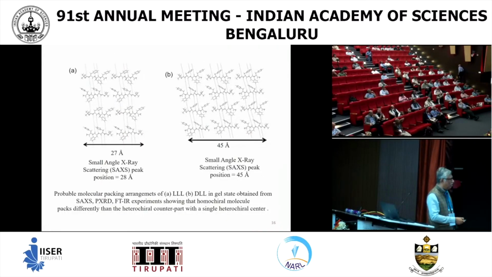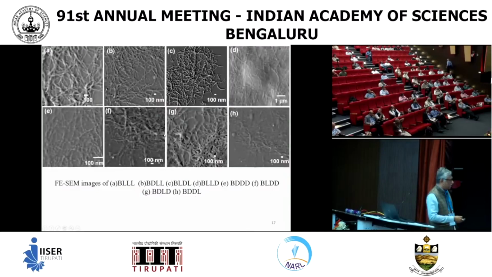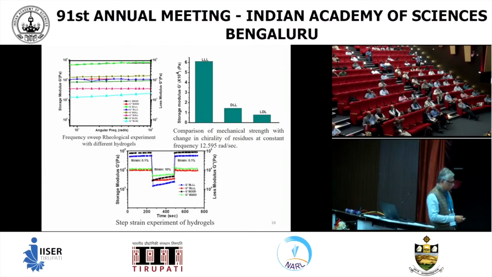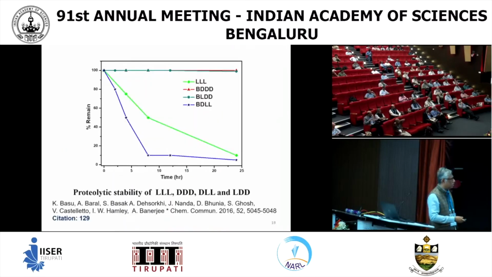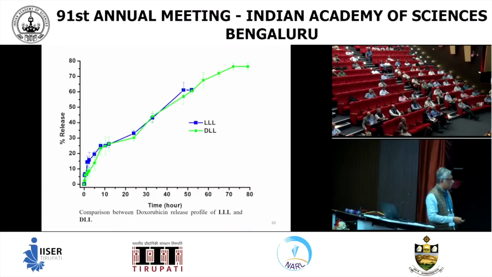Now this is the way they stack, and you see their morphologies are quite similar, but their experimental properties are different. Here is a comparison of mechanical strength. The mechanical strength is very good for LLL, DLL, and LDL, and it is still lesser for the others. Now this is the proteolytic stability: DDD and LDD are very stable compared to the others. Now you see the drug release property.